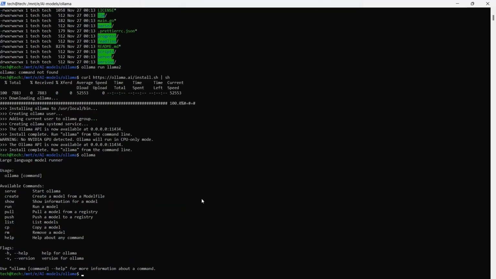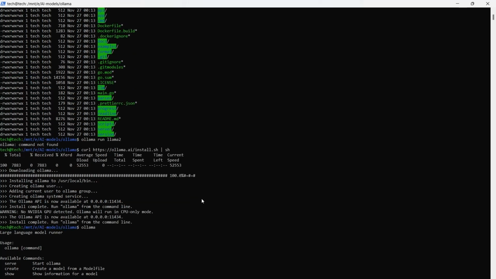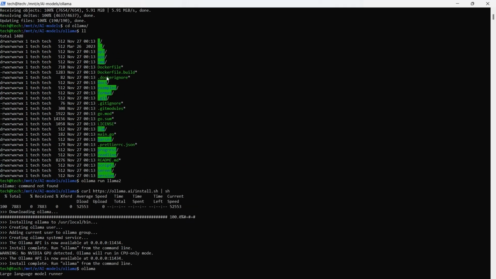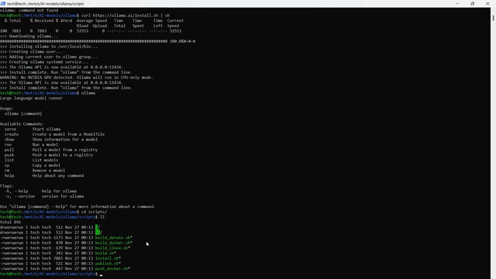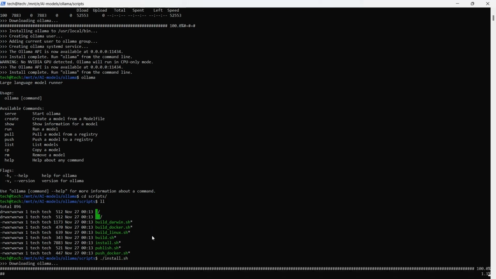So it is installed, Ollama. You can see all the different commands as it works. Let's navigate to that script folder, and here you can see install.sh. You can also install it just by running this script. So that's another way to install it directly.